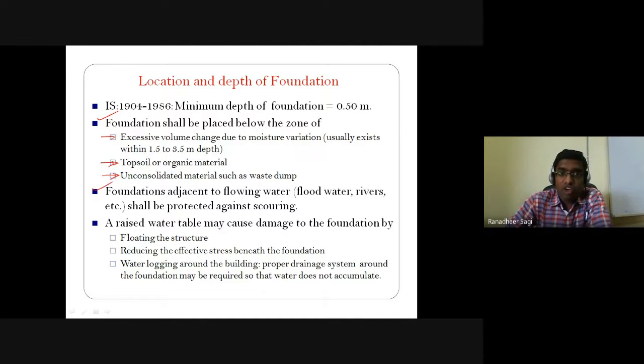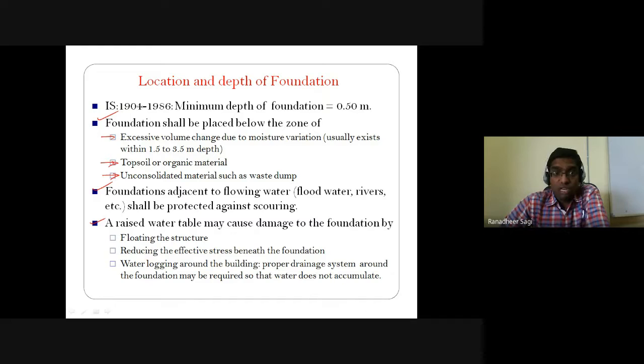So you should avoid that depth of the soil strata, and below that depth only you should be constructing your foundation. And foundations adjacent to flowing areas, where you have river bodies flowing or any water stagnated regions existing, you should avoid immediately adjacent to that area, in order to ensure that scouring or erosion effect does not happen on your foundation. Because if you construct the foundation adjacent to a river bank, whenever you have floods or a heavy flow of water, erosion of soil can happen below the foundation, which could result in failure of the foundation there.